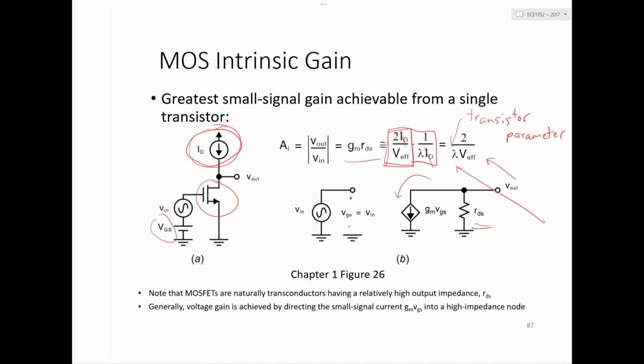You can influence lambda if you're allowed to change L. So that's important. Lambda varies in inverse proportion to L, which means that if you allow yourself to increase L, that's another way in which you can increase the intrinsic gain of the transistor.